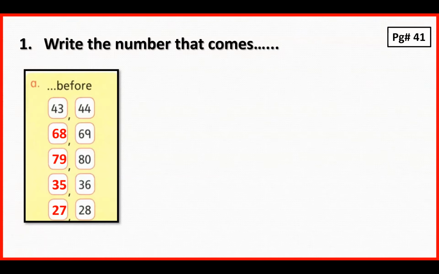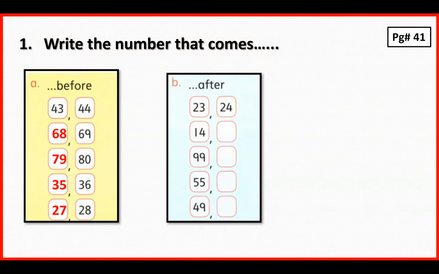Now I'm going to write the numbers that come after the number. One has been done for you. So after 23, the number that comes is 24. Now what number comes after 14? Yes, 50. And what number comes after 99? Yes, 100. And what number comes after 55? The number that comes is 56. And after 49? The number that comes is 50.